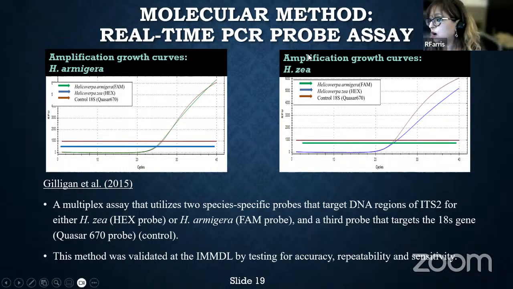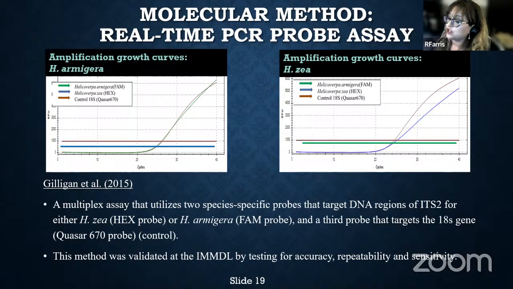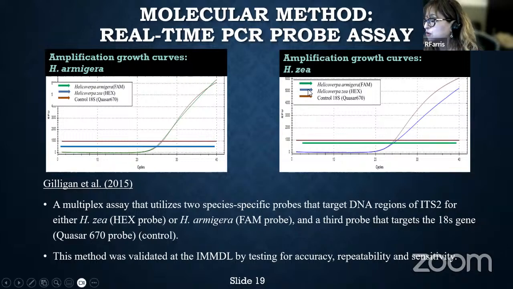All right, so on that same note, on this side, we're seeing an amplification growth curve, but this time for zea, which is the corn earworm. So you can see here the zea in the blue is being amplified along with that internal control, which is good. And we're seeing this time that the armigera is remaining flat. So that tells me this is a positive for zea, and this one was a positive for armigera.